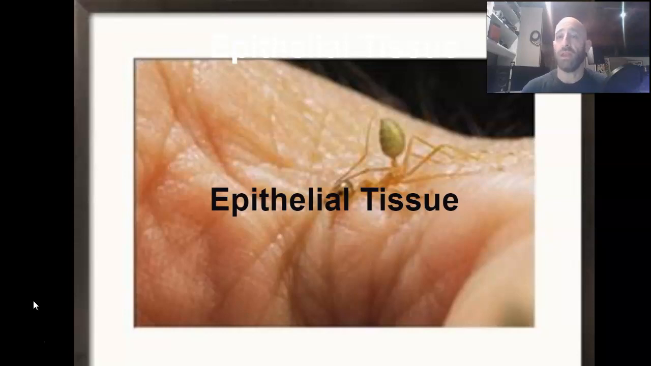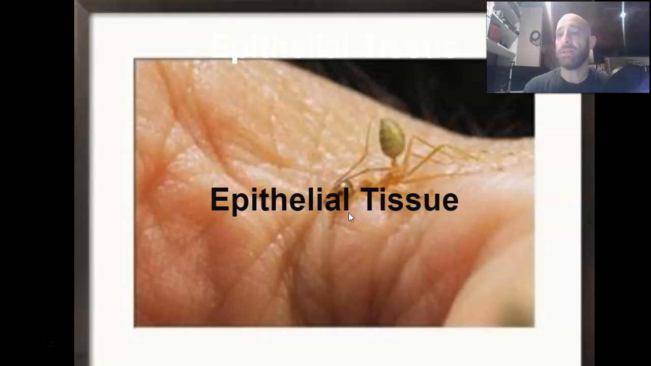The first one that we're going to get into is epithelial tissue. And what you're looking at in this image is this poor ant has been squashed by this person. But what you're seeing is skin, right? This tough outer layer of skin. That is epithelial tissue. So epithelial tissue is what makes up our membranes.